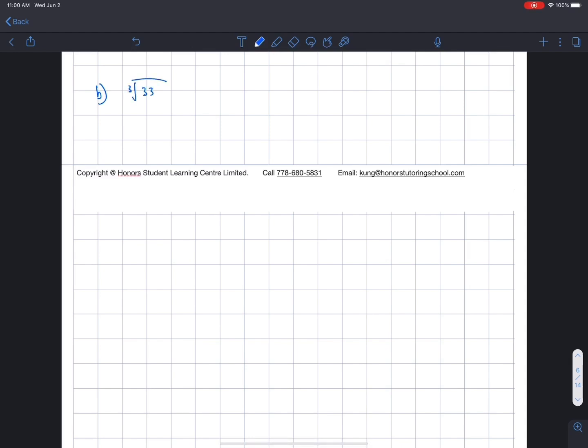Cubic root of 3,375. So whenever a number ends with a 5 for cubic root, I will try 125, because it also ends with a 5, right? So very likely that it will be divisible by 125, and it is. So we get cubic root of 125 times the cubic root of 27. The cubic root of 125 is 5, the cubic root of 27 is 3, and we get 15.